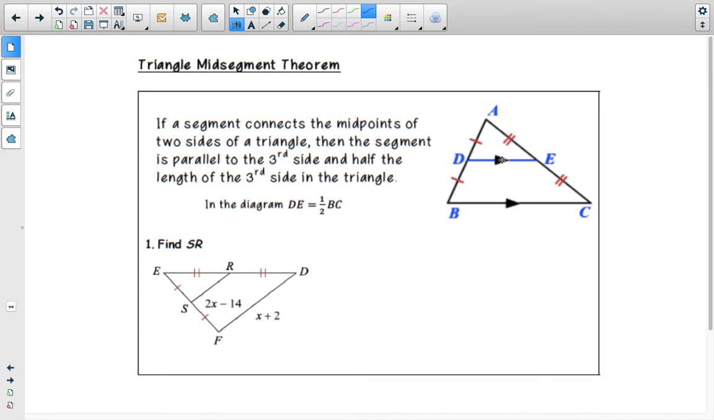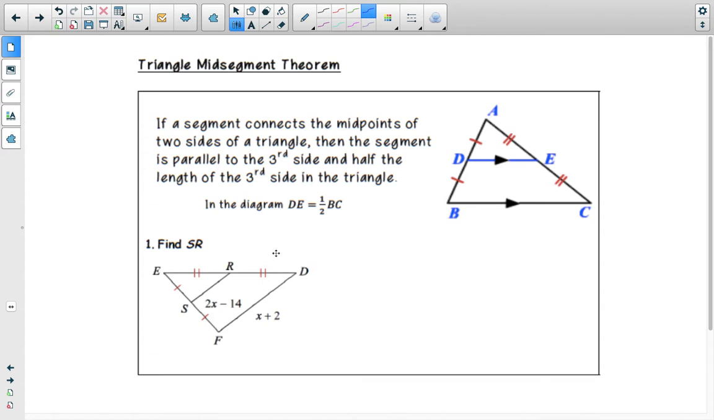So it's talking about the segment that we are able to create will be parallel to the third side of the actual triangle that we haven't talked about yet. This also states that this segment that we're able to create is going to be half of the size of the actual length of the triangle's third side. So in the diagram, we can say that segment DE is equal to half of the length of BC.